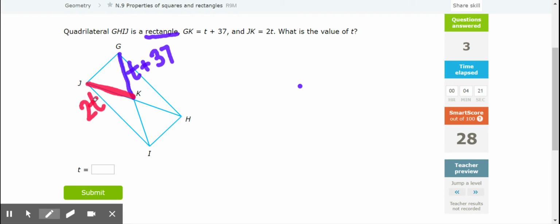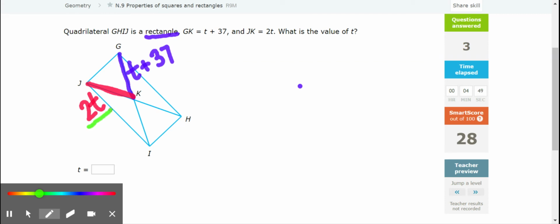Something that we know, and then it wants to know the value of T. So we need to set up some kind of equation based on what we know here. What we know about a rectangle is that its diagonals are congruent. So that means that this little piece that I have in purple and this little piece that I have in pink are going to be congruent. They're going to be equal. So I should be able to set those up equal to each other.